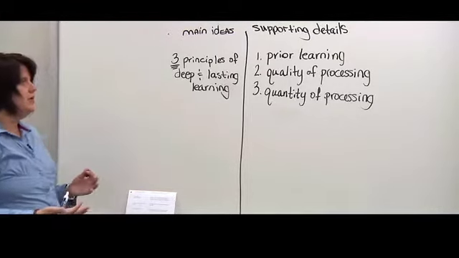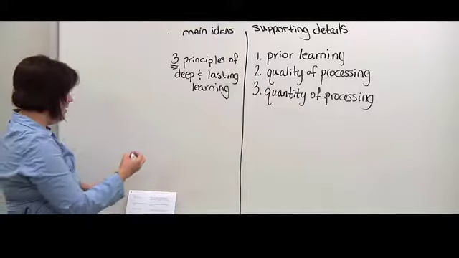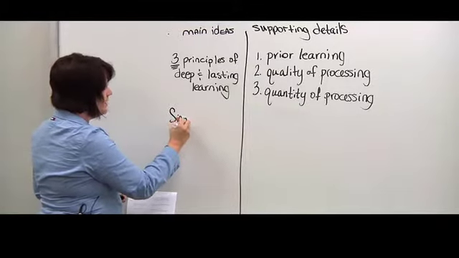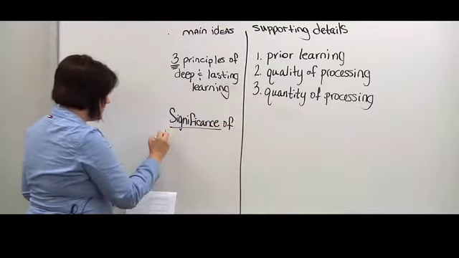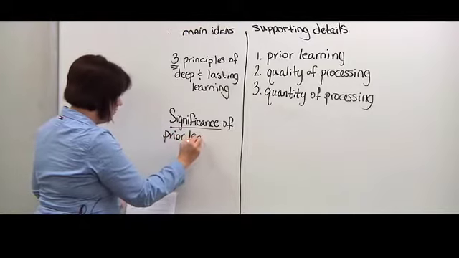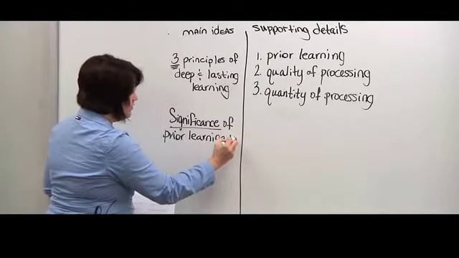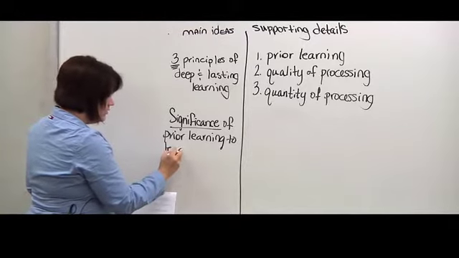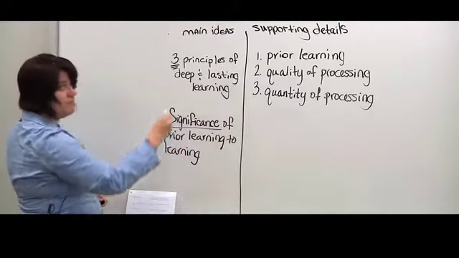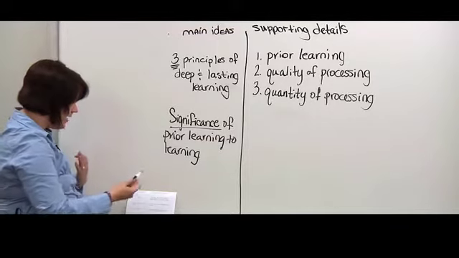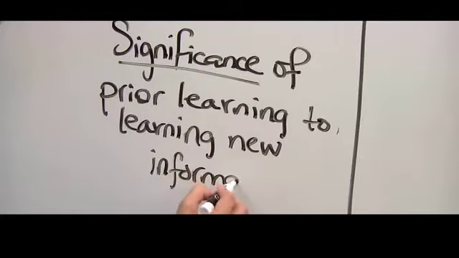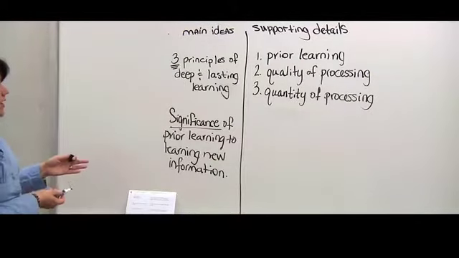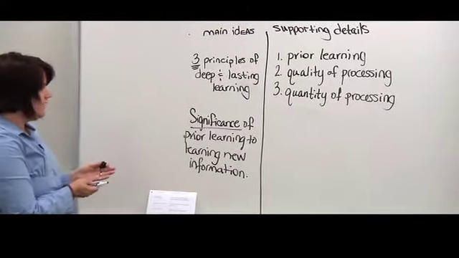Now the next thing that's really important for prior learning is that we recognize the significance of it. Prior learning is very, very important. So we have to recognize the significance of prior learning to being able to learn new information. Because I listed that as number 1 under supporting details and now I'm talking about it again, this should tell you that it's very important. It's also one of the main ideas that I'm trying to get across to you in this lecture, that prior learning is very, very significant.